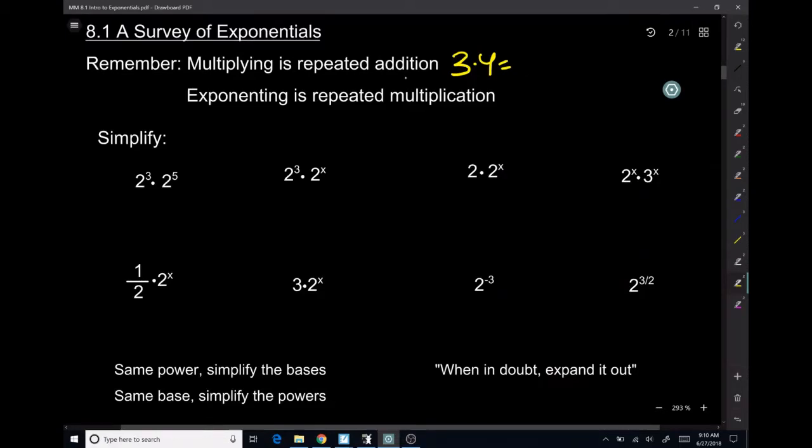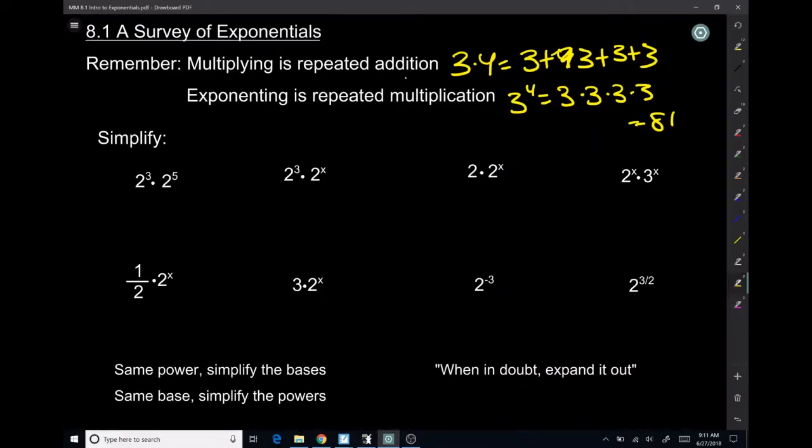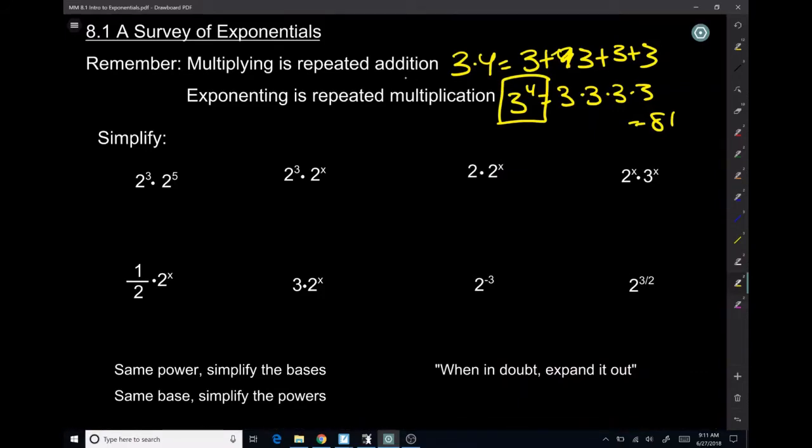So remember, multiplication is repeated addition. When you have 3 times 4, that means you're either adding 3 four times or adding 4 three times. In this case, we'll say it's adding 3 four times. Exponenting is repeated multiplication. So 3 to the 4th is 3 times 3 times 3 times 3, which is 81. This is important to understand and just have in the back of your mind for this whole chapter. Everything we're doing with exponentials is multiplication or division. So the graphs are different, the change is different, slope isn't a word that really applies anymore.